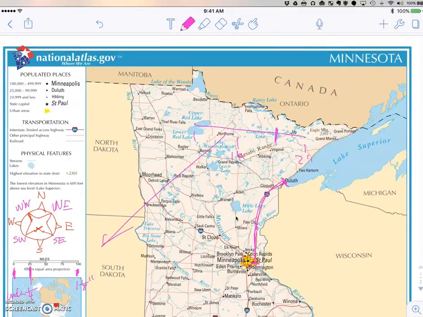Now we're going to give you some worksheets to figure out the distances using a compass rose and using scale on a map.